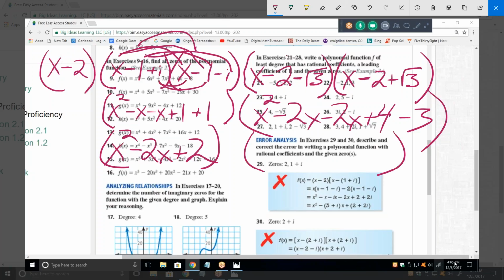Simplify that. x squared minus 4x plus 1. Now multiply these two. So x to the 4th minus 4x to the 3rd plus x squared minus 2x to the 3rd plus 8x squared. Hold on a second.